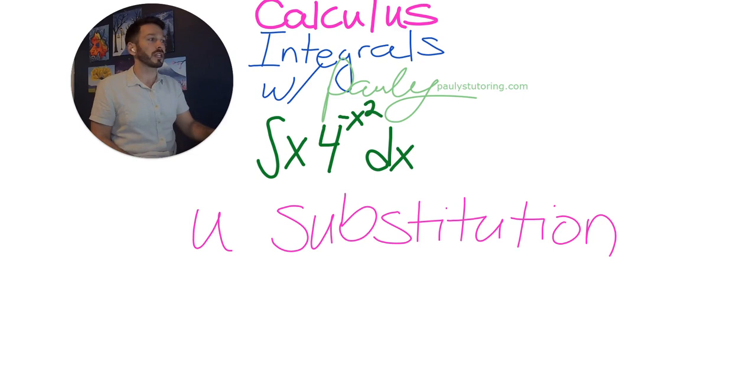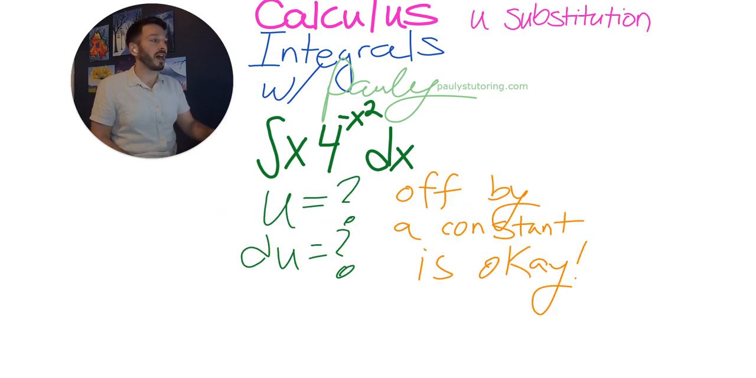We have this expression here in the dark green, and our goal is to find a u and its derivative. So find an expression and its derivative in this expression, and we're going to transform this integral into a much easier integral to integrate. Note that it's kind of complicated, right?